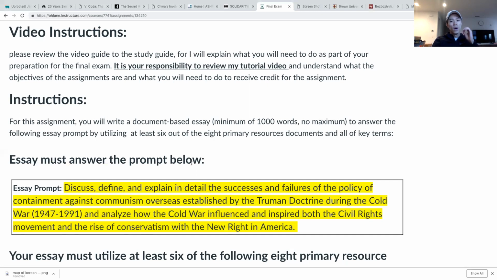So ultimately, in the introduction, I would talk about Harry Truman. I would talk about his fear against the rise of communism, and ultimately I would talk about the speech itself and what it lays out, okay?